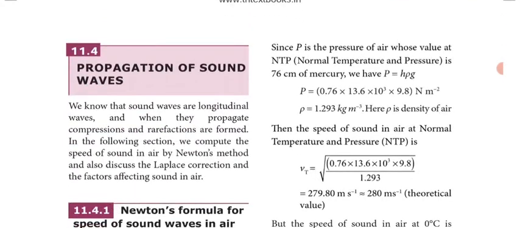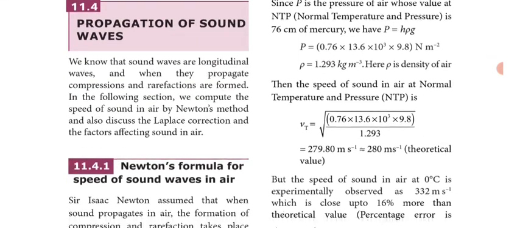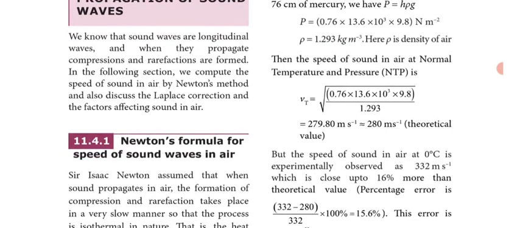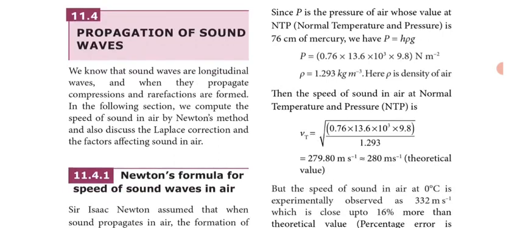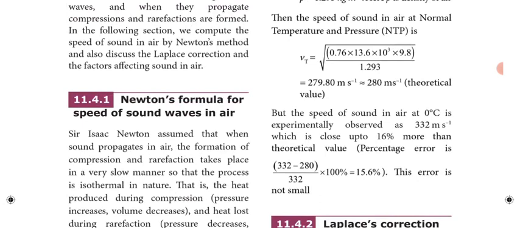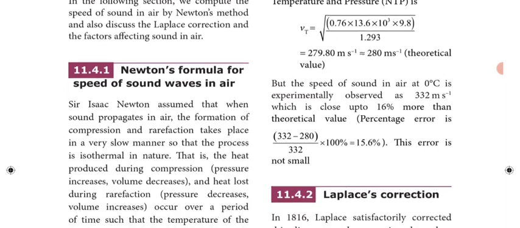Here P is the pressure of the air at NTP, normal temperature and pressure, which is 76 centimeter of mercury, so P is equal to h rho g. What is the h value? 0.76. And what is the value of rho? 13.6 into 10 to the power of 3, into g, the acceleration due to gravity, which is 9.8. Multiplying all these, you get the answer as 1.293 kg per meter cube. Then the speed of sound in air at normal temperature and pressure is v is equal to root of the values substituted. That becomes 279.80 meter per second, so that is 280 meter per second.